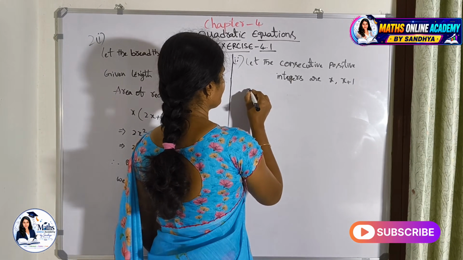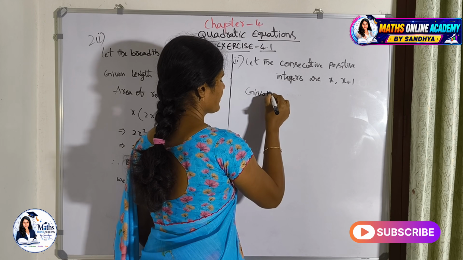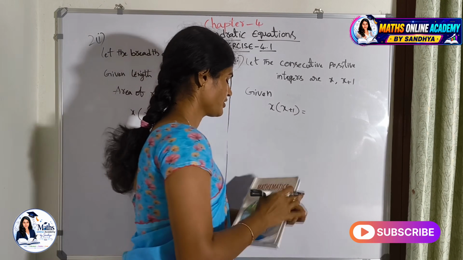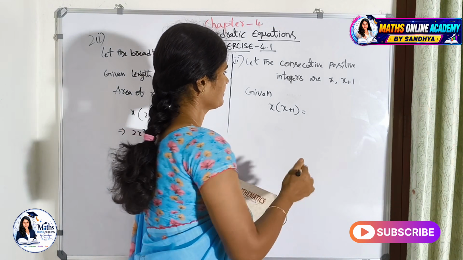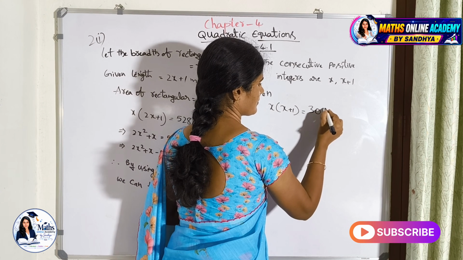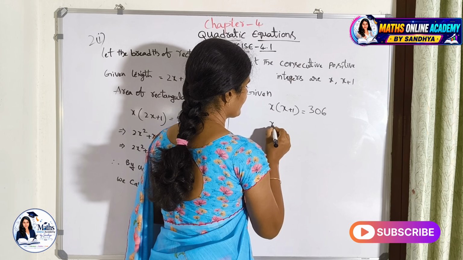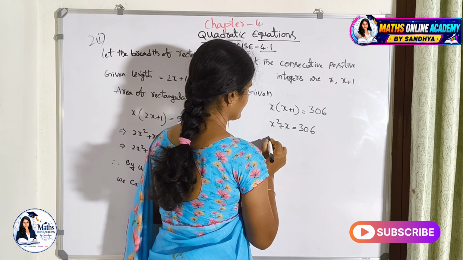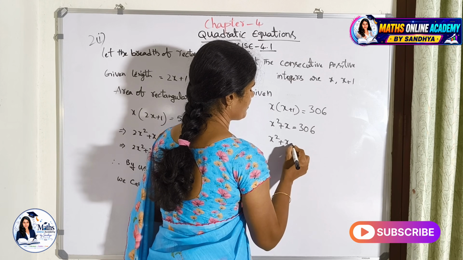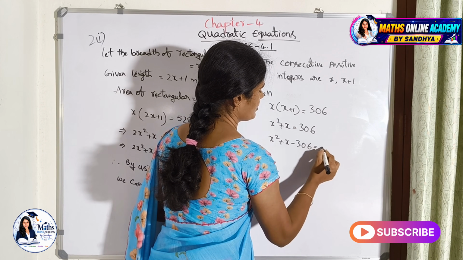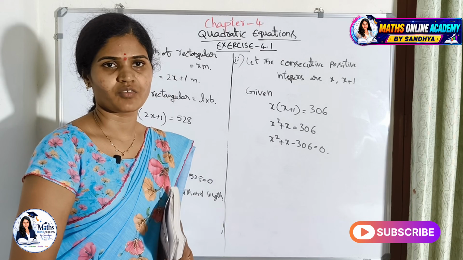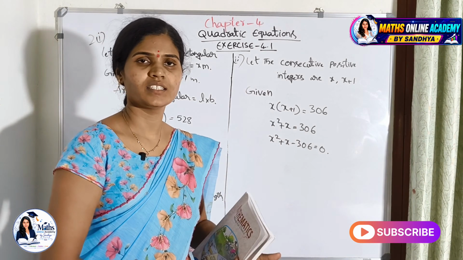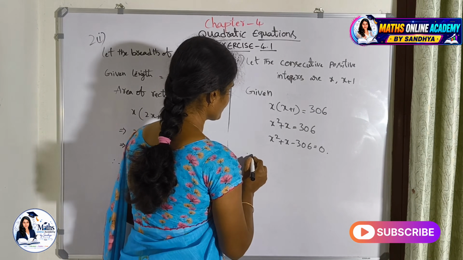The product of consecutive integers is 306. Given x into x plus 1 equal to 306. So x square plus x equal to 306. x square plus x minus 306 equal to 0. This is a quadratic equation. So by using this quadratic equation, we find the consecutive integers.